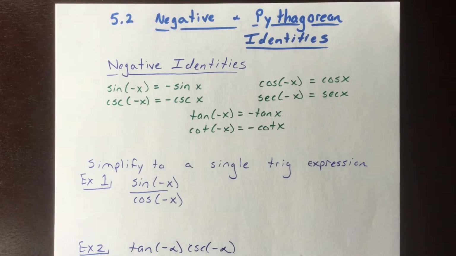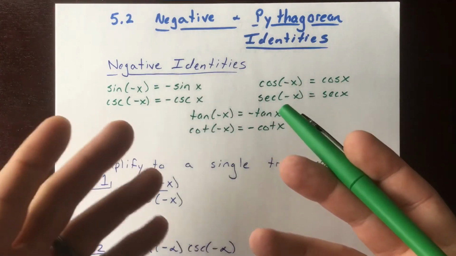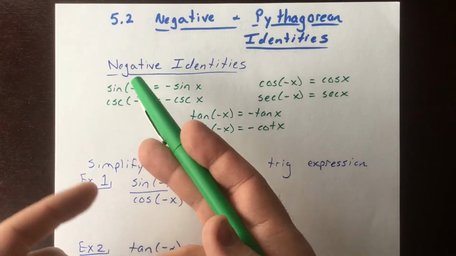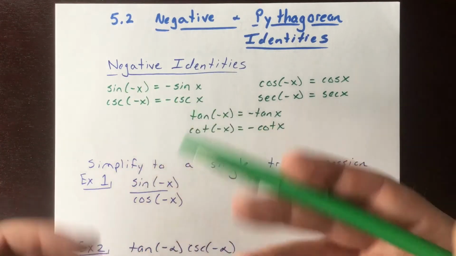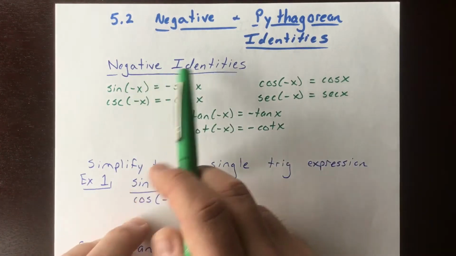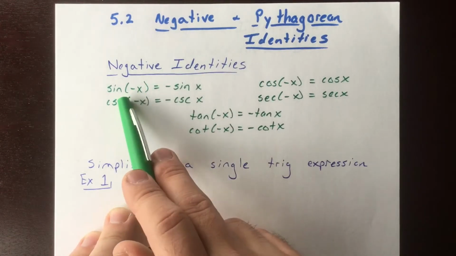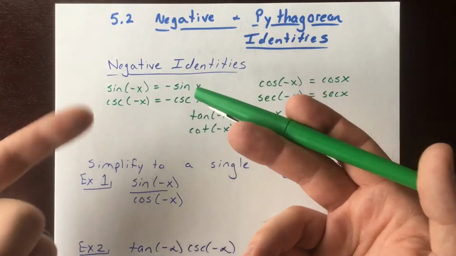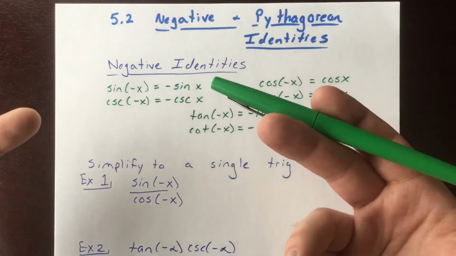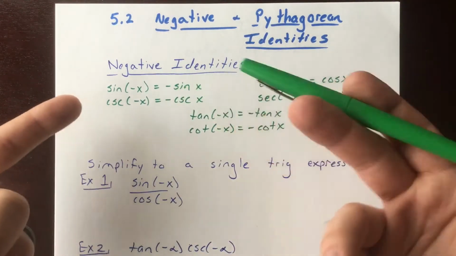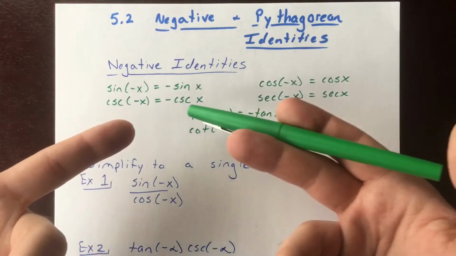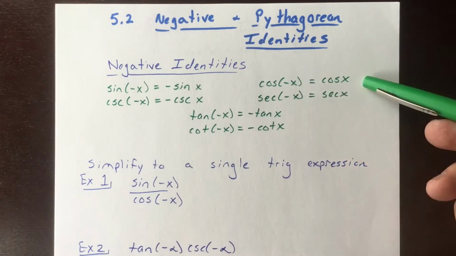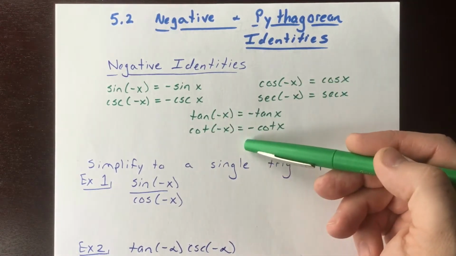So to begin here with the negative identities, you'll know these as the odd or even identities. Negative is used here because it's negative variables. So we know by this point that sine of negative x equals negative sine of x. That's one characteristic that makes it an odd function. And since that is true, cosecant of negative x equals negative cosecant of x, and we can see for cosine how it's even, and for tangent how it is odd.